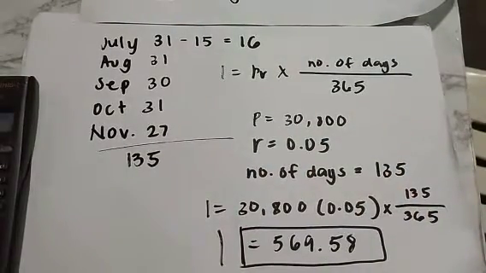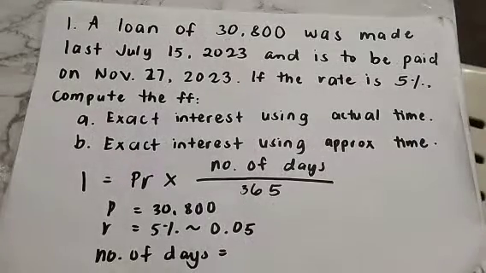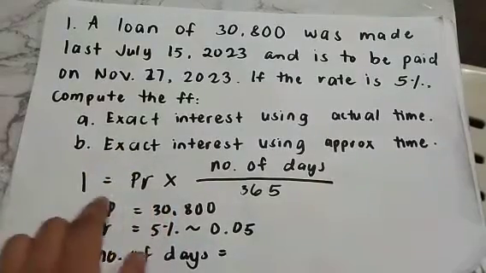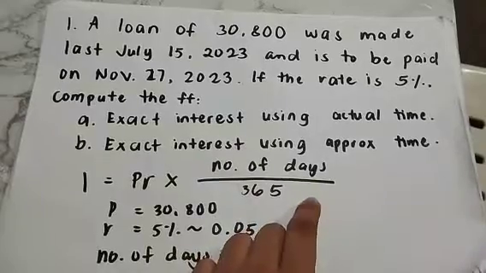So, that's the exact interest using actual time. Okay, so how about exact interest using approximate time? So, dito, kukunin naman natin yung exact interest, but this time, using approximate time naman. Meaning, meron ng fixed number of days kada buwan. The formula is still the same, and the given as well. Since exact interest pa rin naman yan, ito pa rin yung gagamitin nating formula.